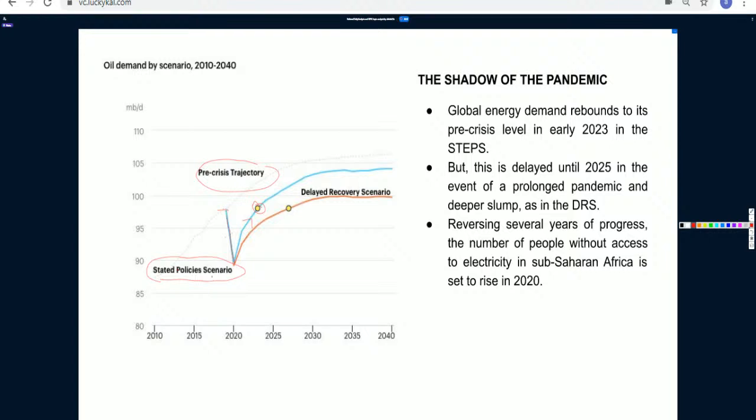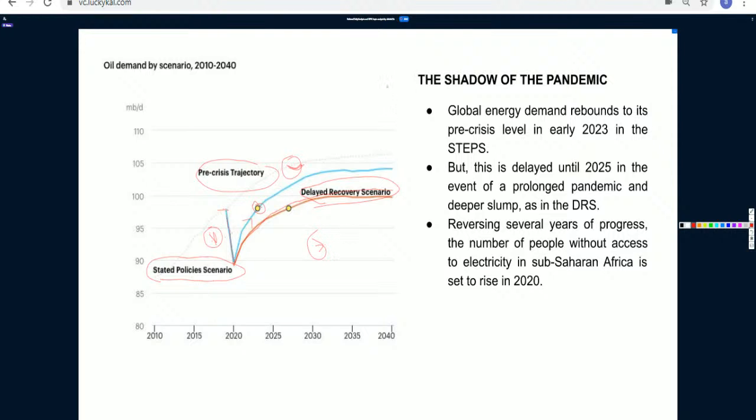Under the stated policy scenario. And then if we talk about the delayed recovery scenario, what will happen? We will follow the stated policy scenario, but the recovery will be delayed, and we may follow a trajectory like this. So this is line 1, line 2 and line 3. Line 1 talks about the pre-pandemic situation. Line 2 talks about the stated policy scenario: if everything goes as per the stated policies of different countries, then this will happen. And in case of the delayed recovery scenario, this is how things are likely to go.